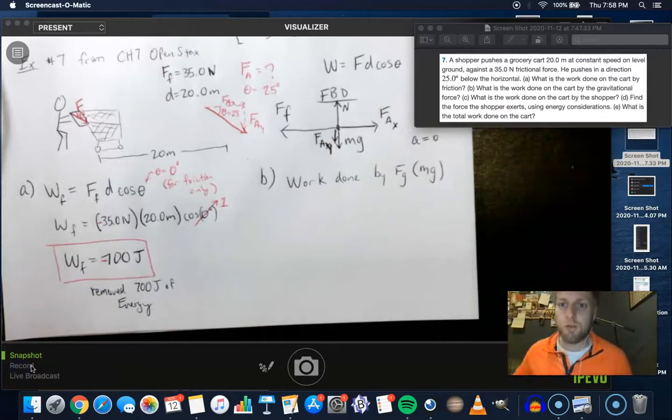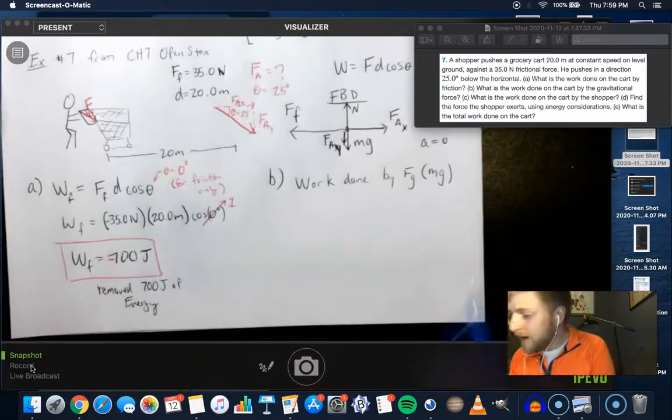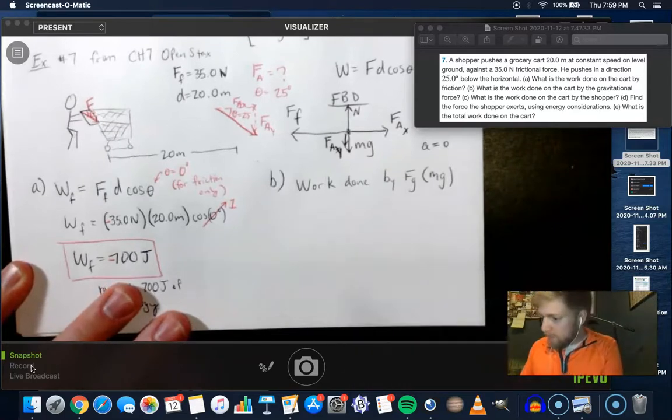Let's look at B. It says, what is the work done on the cart by the gravitational force? So that one seems kind of weird. So it says, what's the work done by the gravitational force? Some of you have been writing that F_G. I've been choosing to write it as the weight force. They mean the same thing.